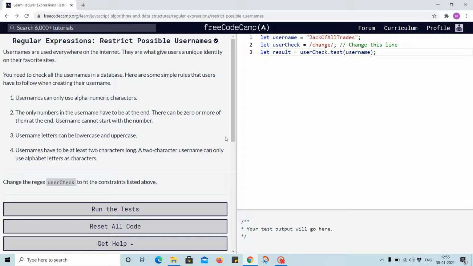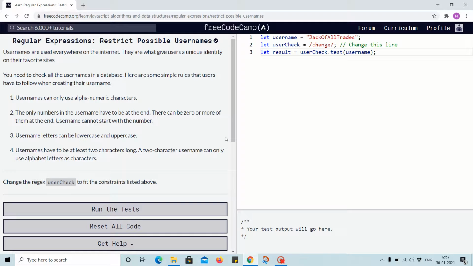Next topic in regular expression, restrict possible usernames. Usernames are used everywhere on the internet. They are what gives a user a unique identity on their favorite sites. You need to check all the usernames in the database. Here are some simple rules that users have to follow when creating their username.